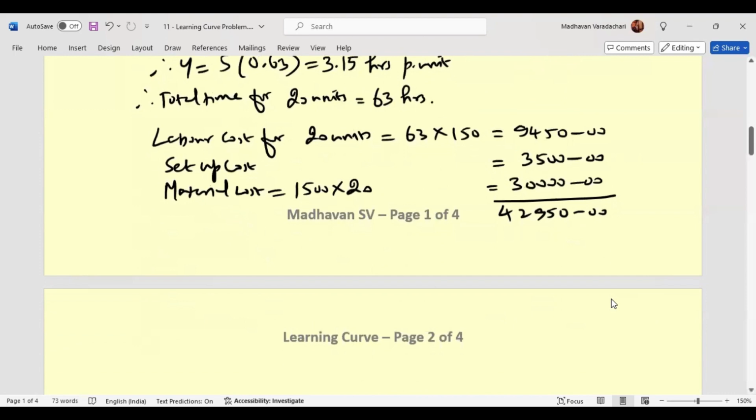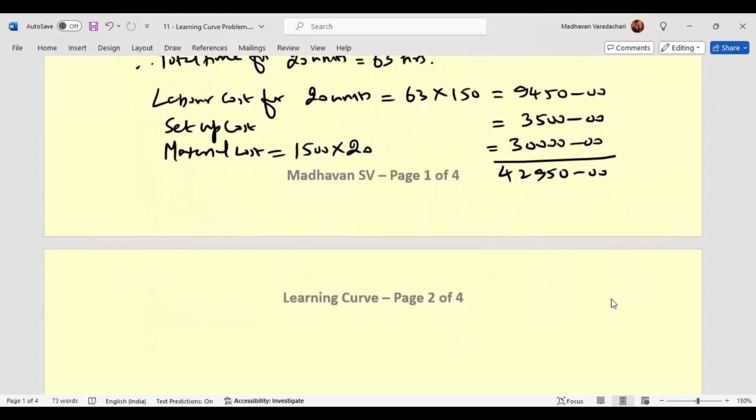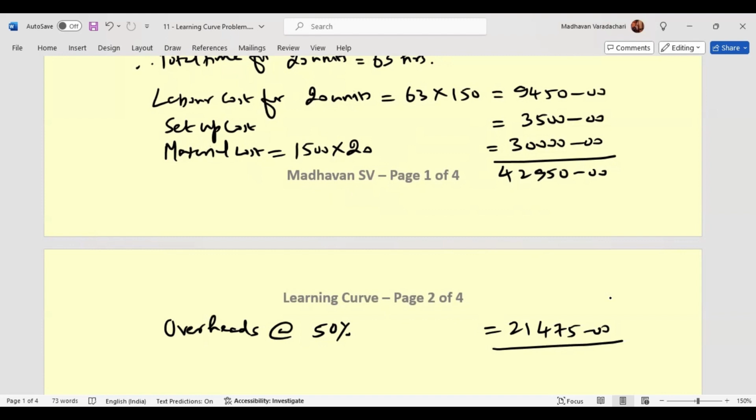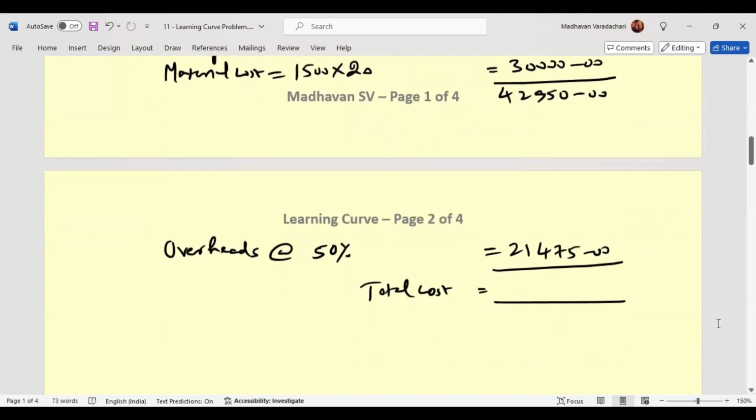Then on this, overheads are charged at the rate of 50%. On 42,950, we will get 21,475. So again, if I add, this will be our total cost, plus 42,950. We'll get 64,425.